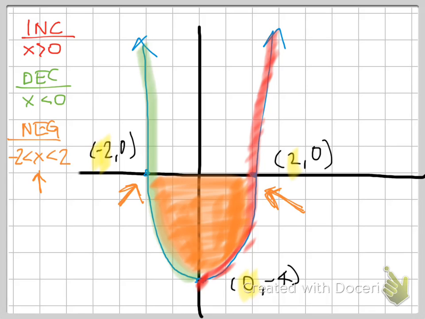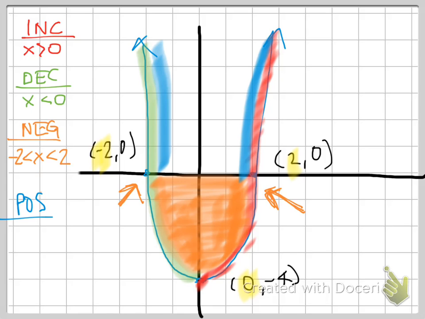Now, let's look at the positive side. Anything above the x-axis is going to be positive. Now remember, how many parts are positive? We have 1, 2. So you're going to have 2 inequalities here. This first inequality, you're going this way from that point, so x is less than negative 2. Now for this one, you're going this way from this point, so x is greater than 2.